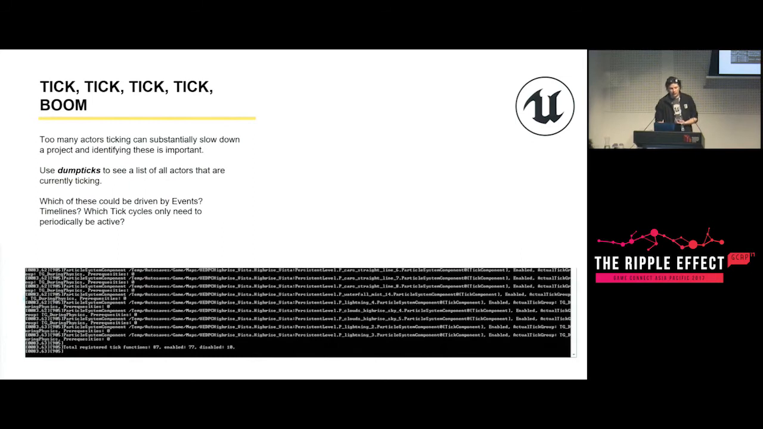So when it comes to handling ticks, what I typically would recommend is that at any stage you can type "dump ticks" into your console and it's going to spit out this beautiful looking thing, which will tell you every actor that's currently ticking. Quite often just scrolling through that will make you go, ah, yeah, that's not meant to be happening. Typically it's pretty obvious.